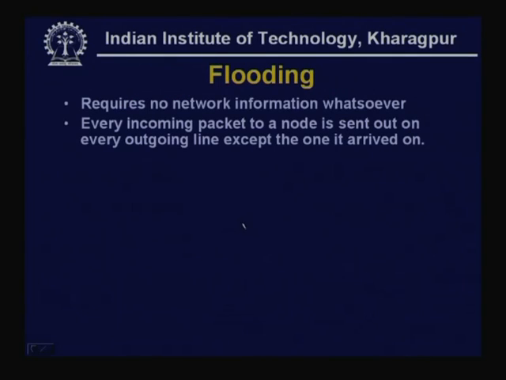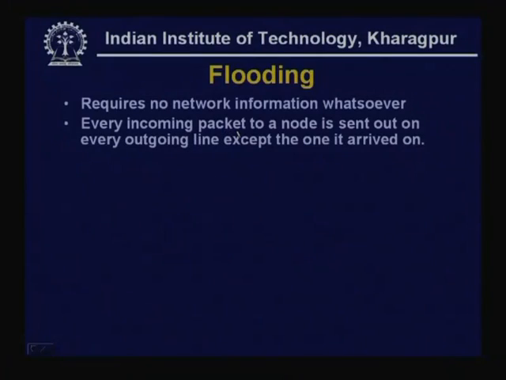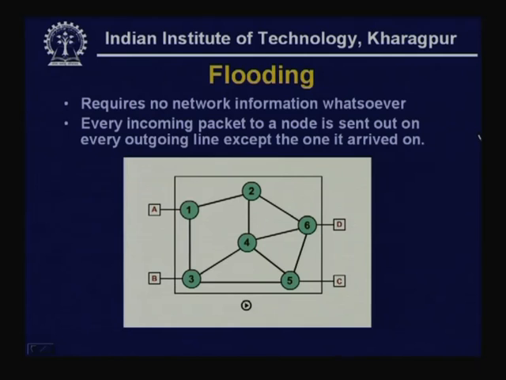Next comes the flooding algorithm. This flooding algorithm has a very unique property. It does not require any network information, neither the topology, nor the load condition, nor the cost of different paths. It does not require anything. What it does is, every incoming packet to a node is sent out on every outgoing line except the one it arrived on. So, it simply forwards on all the paths except the one through which it has come.